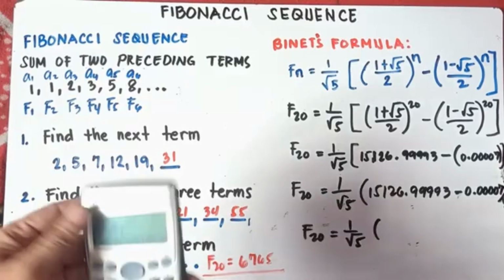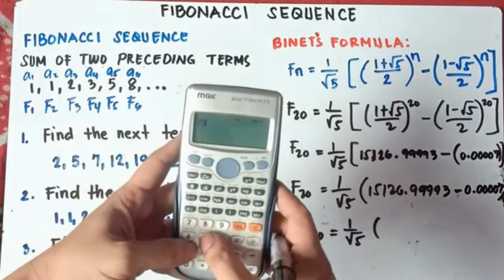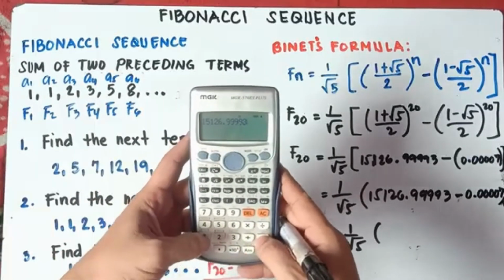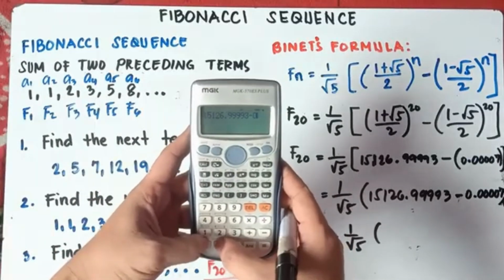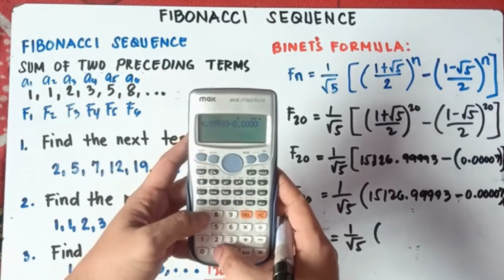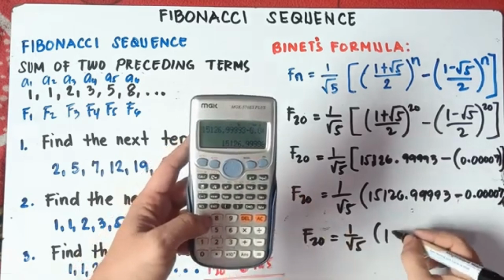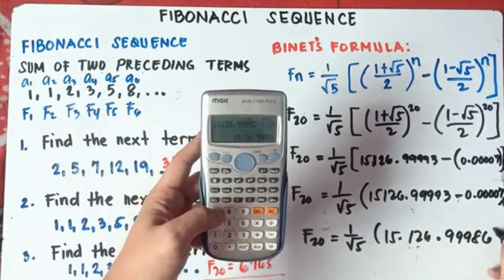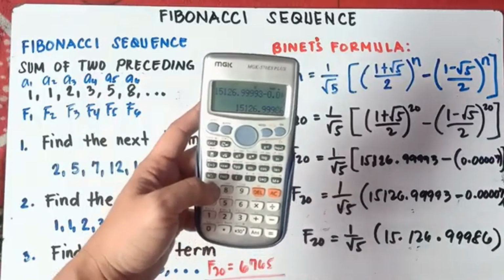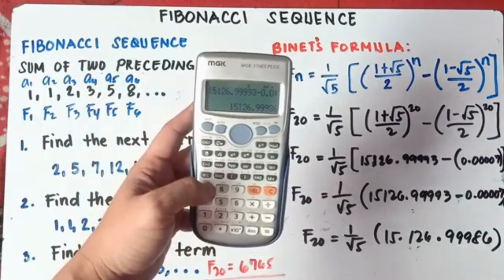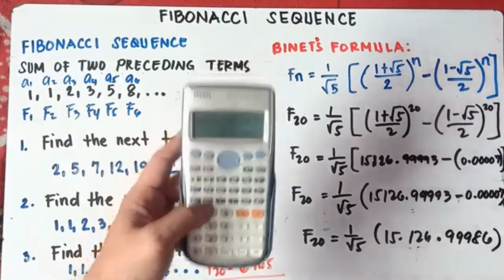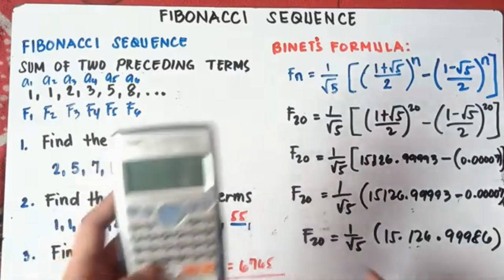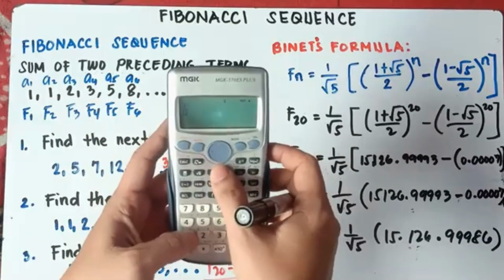Then you subtract this one. So this will be 15,126.99993 minus 0.00007. Then you will get 15,126.99986. I hope you see this one, class. 15,126.99986. Sir, why is it 5-digit decimal? So that our answer is near to exact. So multiply this one. So fraction 1 over square root of 5.